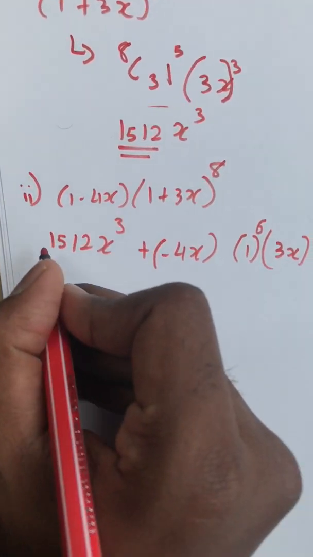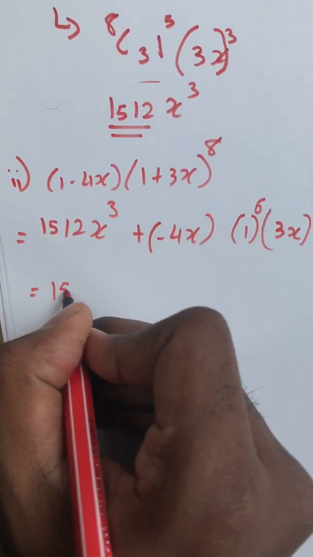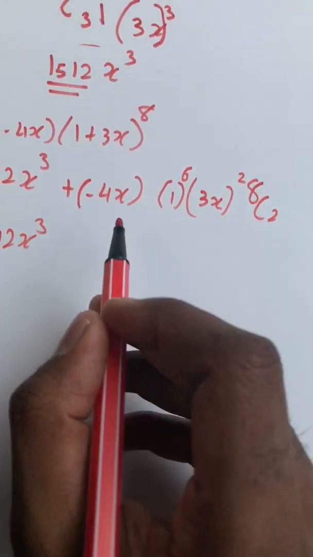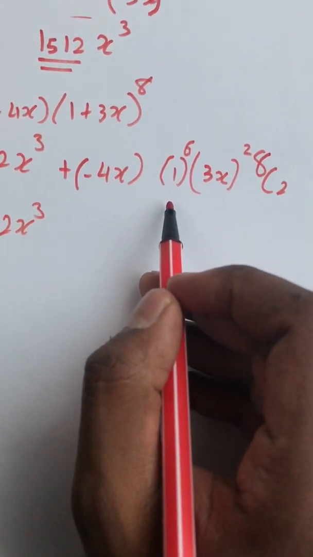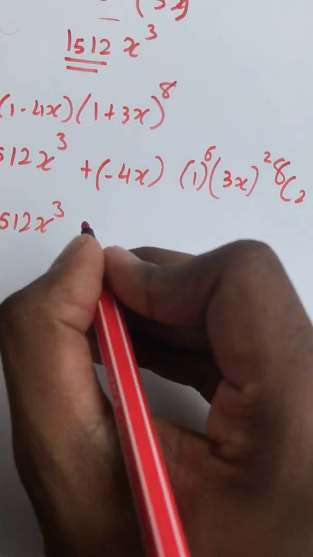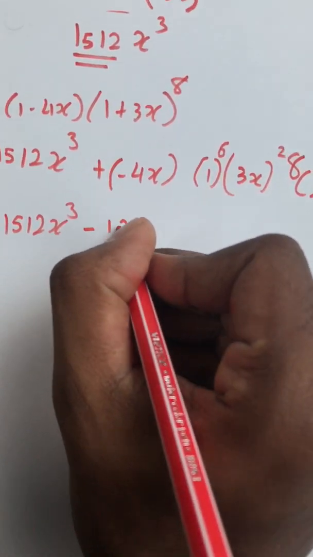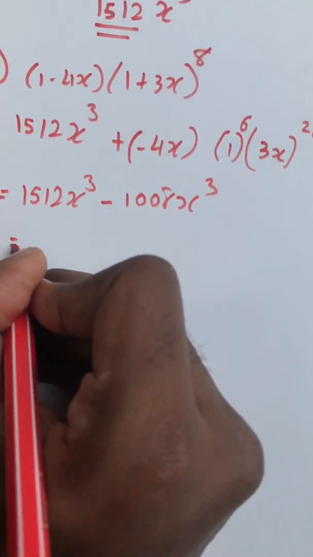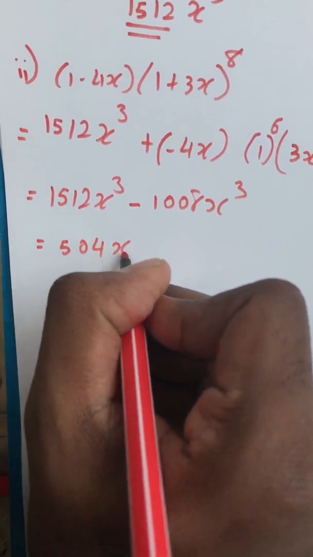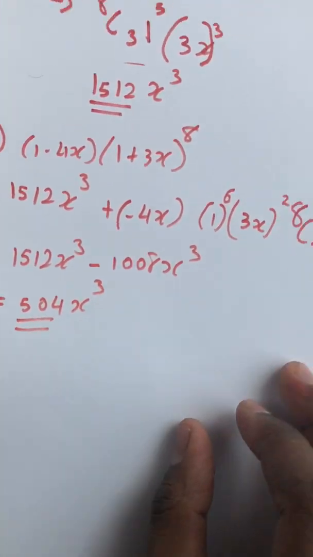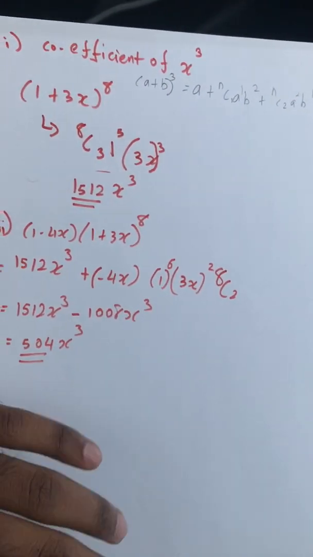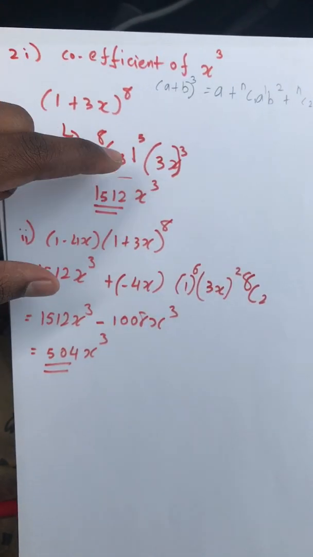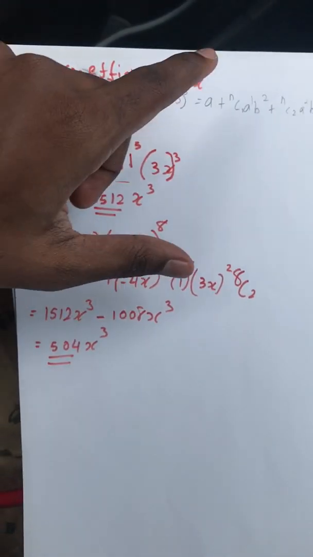Now I will solve this very quickly. So 1512 x cube. If you press this in the calculator, let me press, give me a second. I get negative 1008 x cube. So you press this in the calculator, you will directly get 504 x cube. So your coefficient will be 504. Last time when we did this we used the long method, but in class I already told you there's a shortcut. Remember this always, guys.